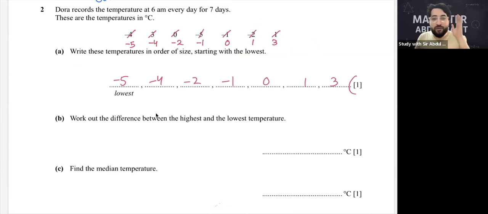Remember one thing. Whenever you arrange the data, it will help you to find out the mode. It will help you to find out the range. It will help you to find out the median as well. So please remember that arranging the data is always a smart move.